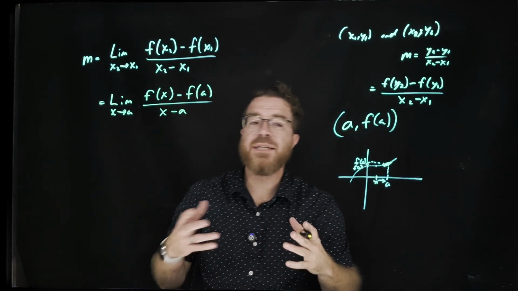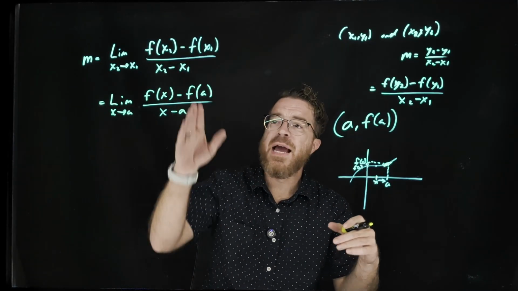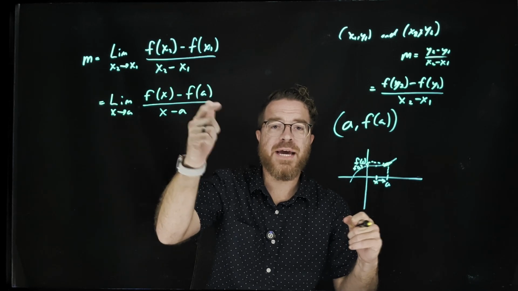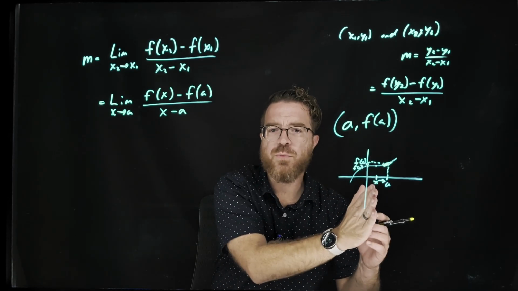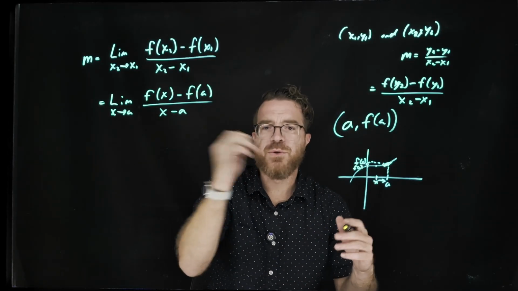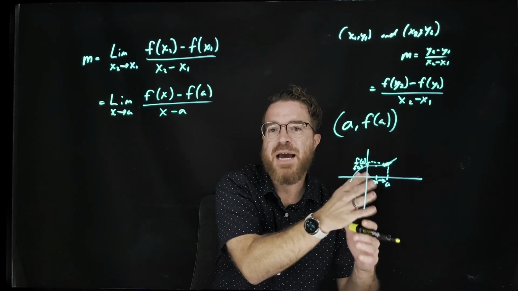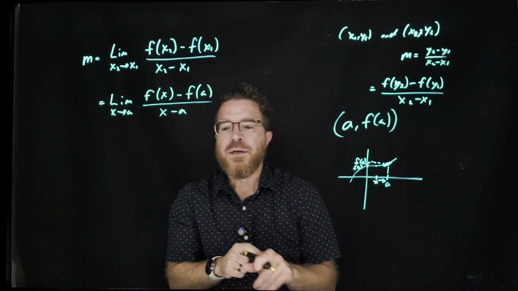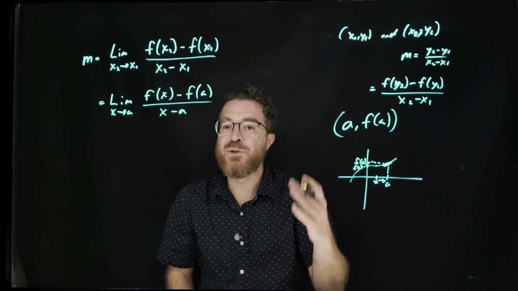So in this case, all I did was, instead of saying x2, I'm just calling this x. And instead of saying x1, I'm calling this a. So pretty much as what was x2 gets closer and closer to x1, or now we're referring to it as my x value gets closer and closer to that a that I'm actually interested in. So then we're going to rewrite this now in terms of the distance between the two.